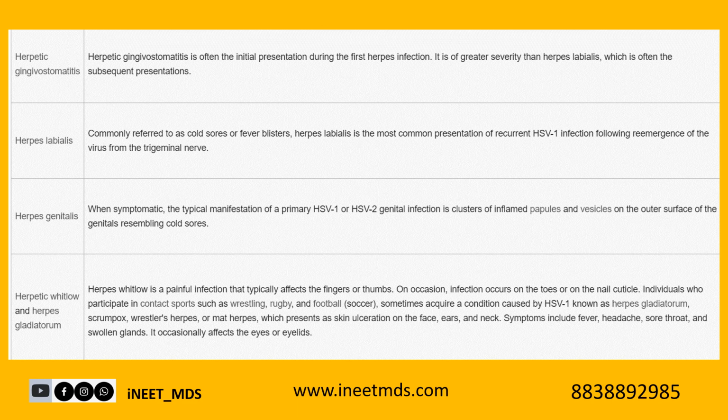Then we have herpes gladiatorum, which is also known as sports herpes or contact herpes. It typically occurs in people who participate in contact sports like wrestling, rugby, or football, and they acquire the infection from one person to the other. Symptoms include fever, headache, sore throat, swollen glands, and it occasionally affects the eyes and eyelids as well.